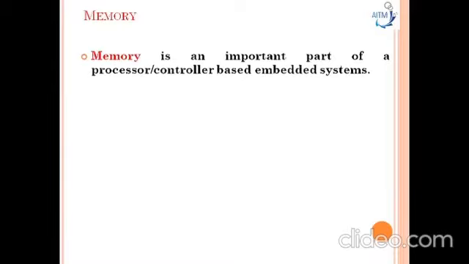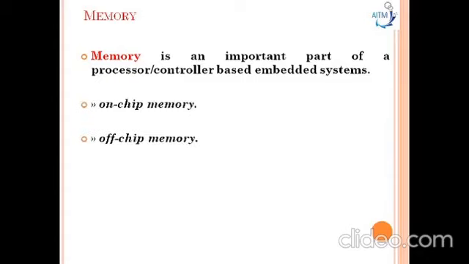So why do we require memory? Memory is used to store the data or the program here. Memory plays an important role in processor or controller based embedded systems here, and it can be on-chip memory or off-chip memory here.